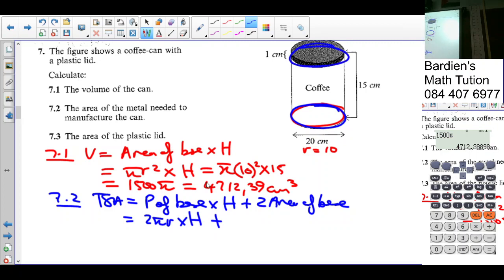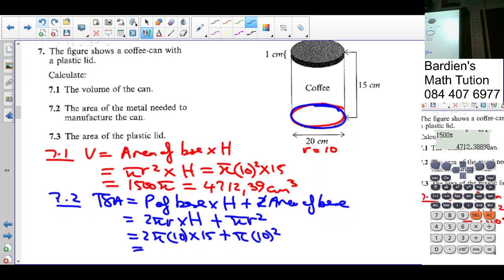But are we considering the top in this case? The lid? No. So, do I say twice area of base? No, there's only one base. So I'll drop that. So area of base is pi r squared. I'm not writing 2 pi r squared. Why? Because I'm not considering the lid, the top part. We're only considering the base. So it's going to be 2 pi, what's the radius? 10 times the height, which is 15, plus pi times 10 squared.